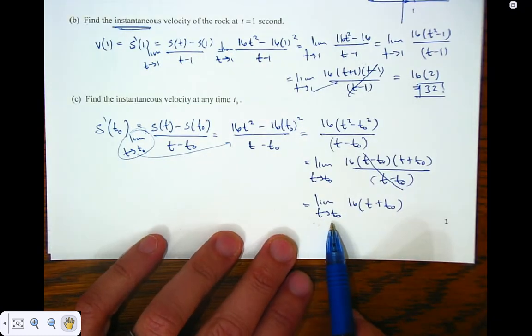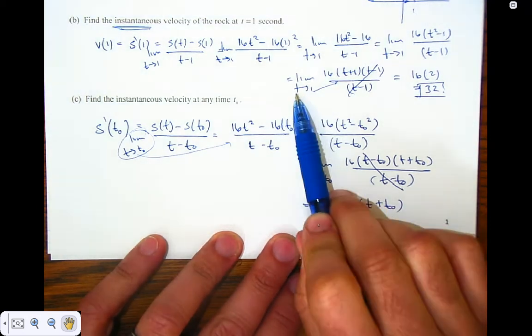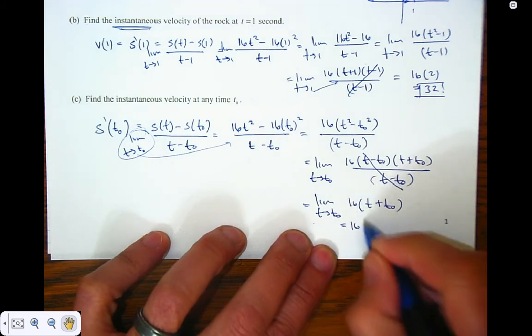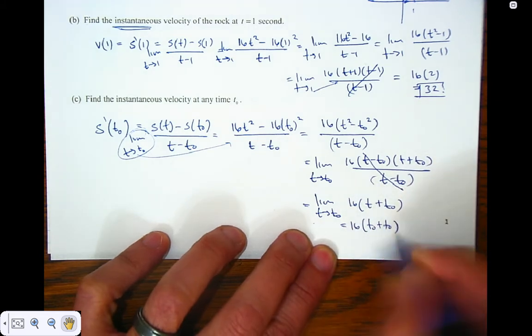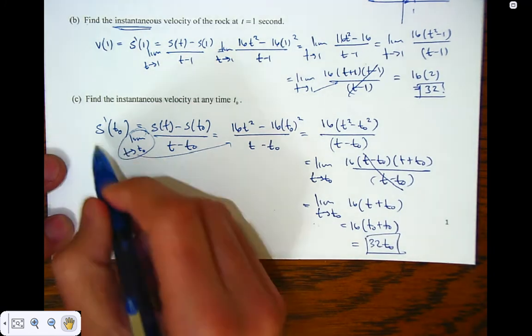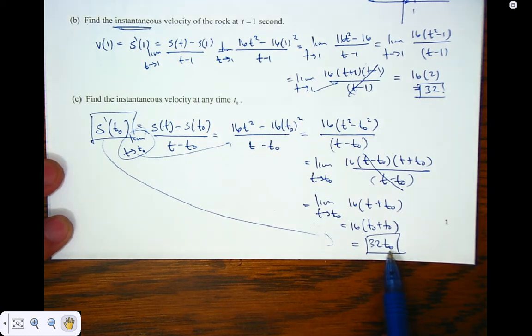And so as t approaches t naught, you're going to plug in, just like we plugged in 1 for t, we're going to plug in t naught for t. And so that equals 16 times t naught plus t naught for a final answer of 32 t naught. And so all we did is we found the derivative at any time is equal to 32 times t naught. Well, so let's use this to go back and solve b.